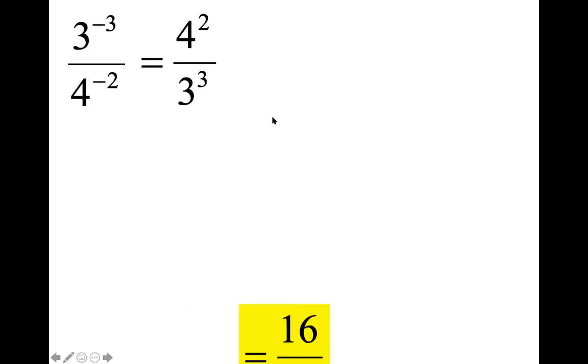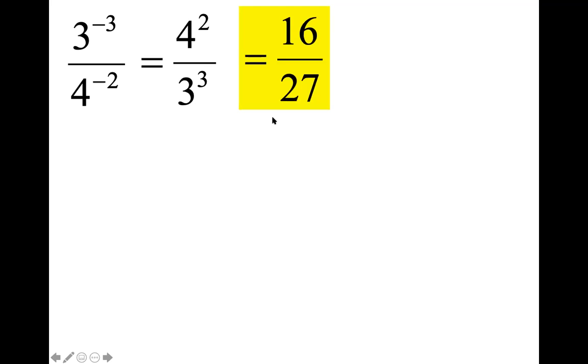We're talking about the exponent, not the base. So the base always stays whatever it was. But notice I've moved position. The 4 to the -2 is now 4 squared on the numerator. And the 3 to the -3 is now 3 to the third in the denominator. All I did was flip positions and made the exponents positive. We can do 4 squared, that's 16, and 3 to the third power is 27.